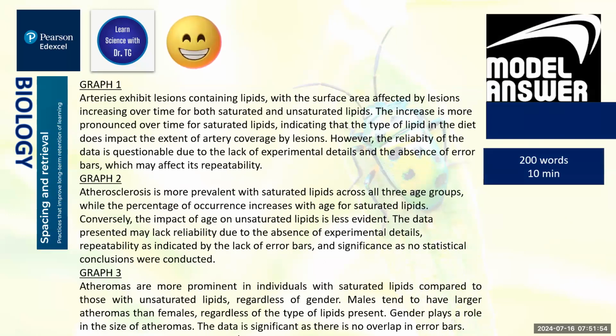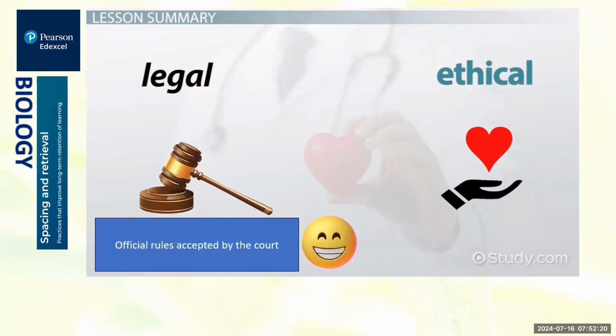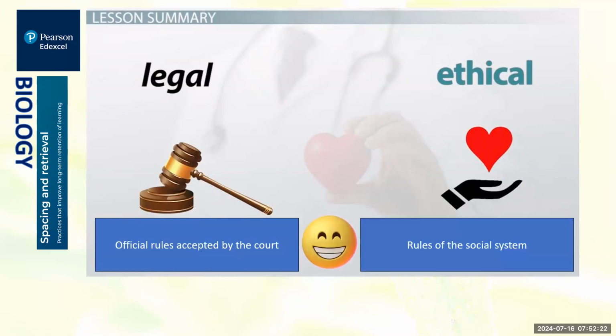The second part, I finished this question. When we use animals in an experiment, two issues will come: legal issues and ethical issues. Legal issues are more about what is written in the laws, and punishable things. Ethical issues are about the social acceptance of the use of certain things. So legal means the official rule accepted by the courts, and this one is the rules of the social system.